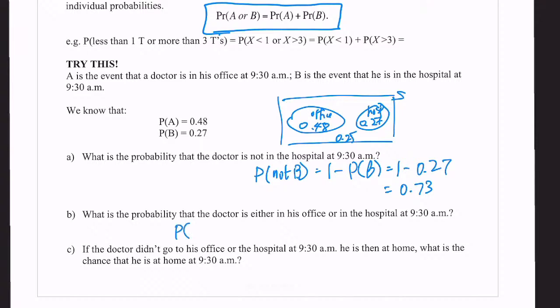What is the probability that the doctor is either in his office or in the hospital? So probability of A or B. Because they're disjoint, it's just A plus B probability. So we get 0.75.